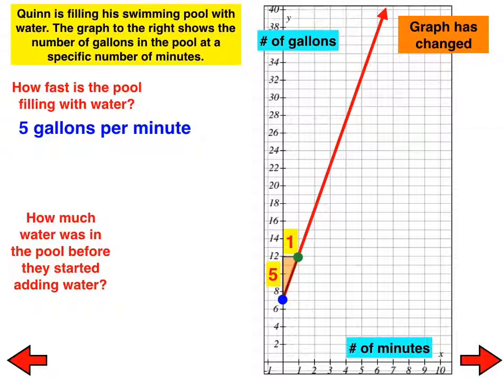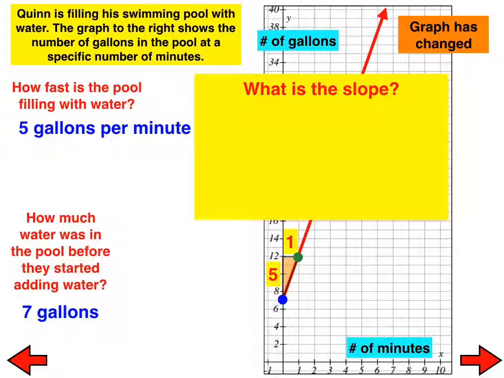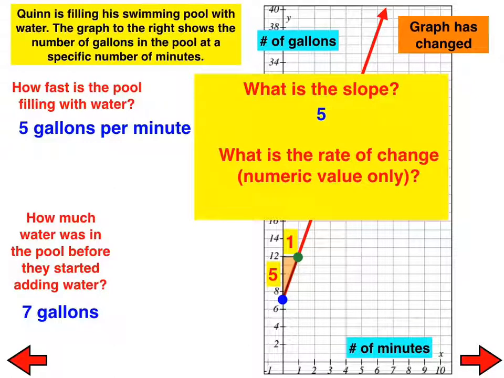Then, how much water was in the pool before they started adding water? You're looking for the y-intercept. And it is, of course, the b value, found right there at 7. Okay? So, what is the slope? The slope is 5, right? What is the rate of change, the numeric value only? It's 5. That's the point that I'm trying to make here.